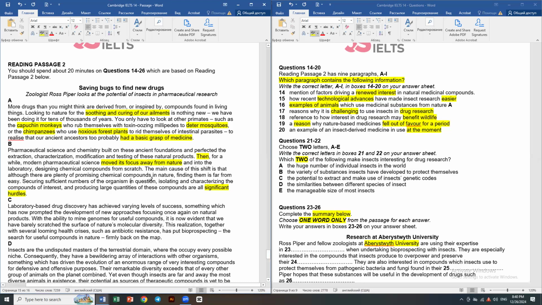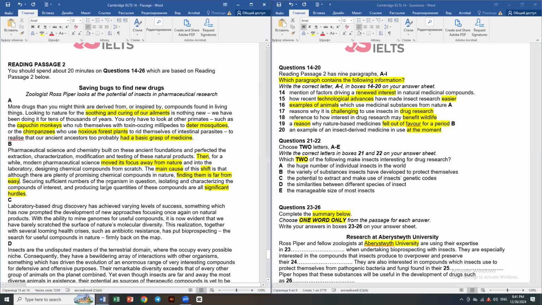Fell out of favor means they shifted their focus, moved their focus away from nature. And the main cause of this change is that although there are plenty of promising chemical compounds in nature, finding them is far from easy. So that means securing a sufficient number of organisms in question, isolating and characterizing compounds of interest, and producing large quantities of these compounds are still all significant difficulties. So therefore, for question number 19, we have paragraph B.